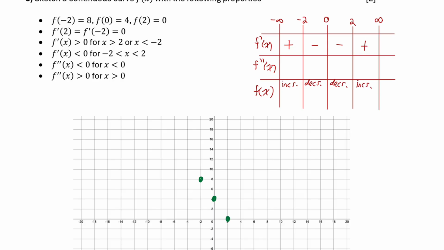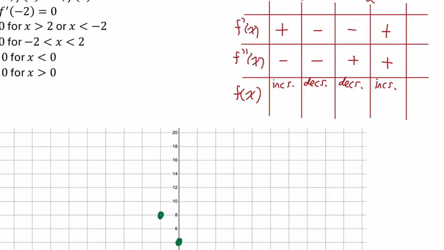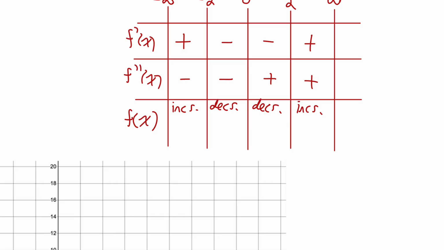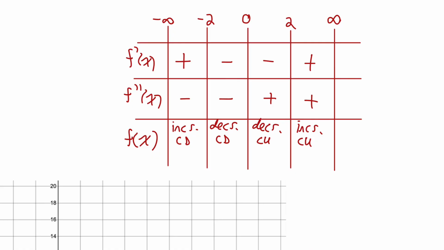Now what about the second derivative? The second derivative, when x is less than 0, it's negative, but when x is greater than 0, it's positive. And the sign of the second derivative tells me if the original function is concave up or concave down. So when it's negative, it's concave down, and when it's positive, it's concave up. So within each interval, I should now know what shape the function is going to make.